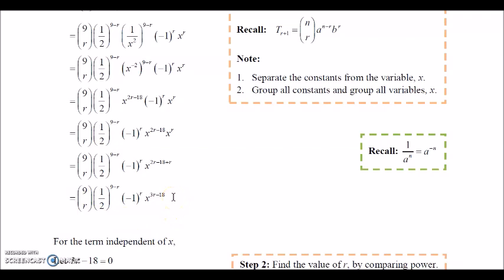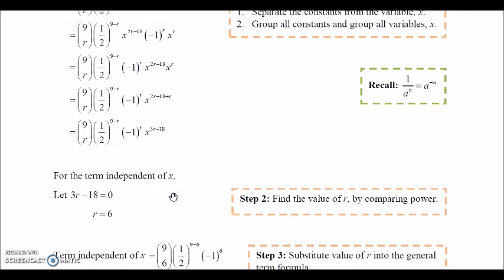So if I want the term to be independent of x, okay, that means the power of my x term here that I am going to consider will be power 0. So which is why I'm going to let 3r minus 18 to be equals to 0. And for me to solve further, my r is 6.